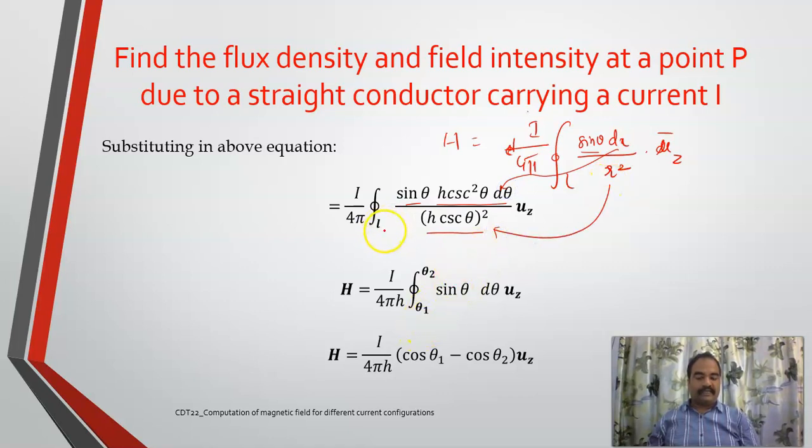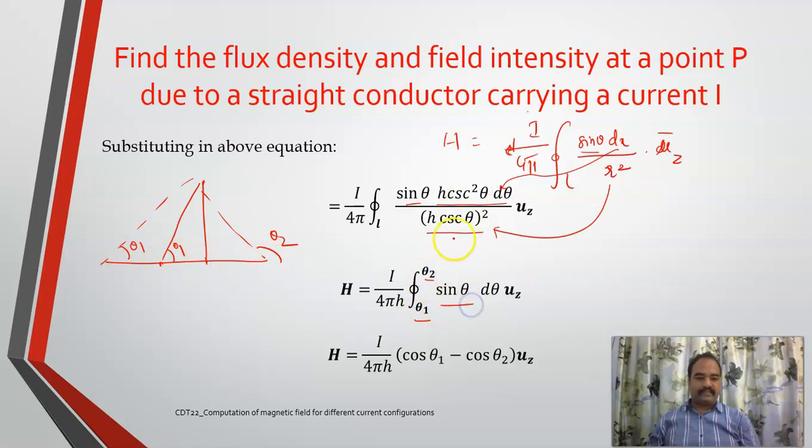So over the entire length, if you carefully see, theta should be varied from theta 1 to theta 2. If you simplify, you will get only sine theta. h will be remaining, I have taken h outside. So this is my expression. What is the integral of sine theta? Cos theta. So you will get cos theta 1 minus cos theta 2.